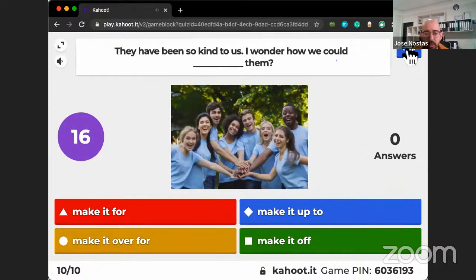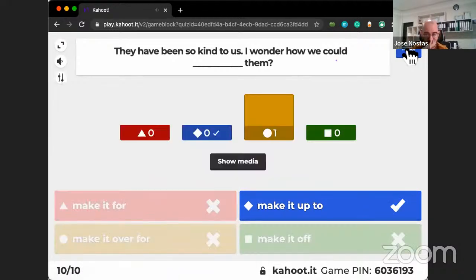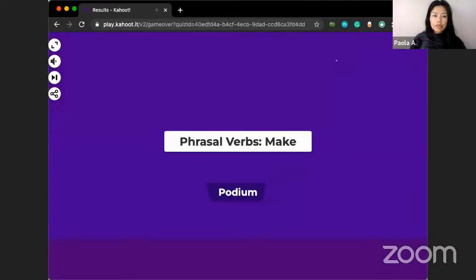They have been so kind to us. I wonder how we make it up to them. Make it up, same thing. To give back something to them, to make things equal. All right.